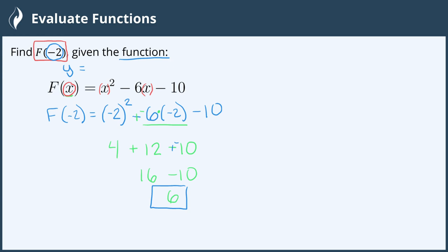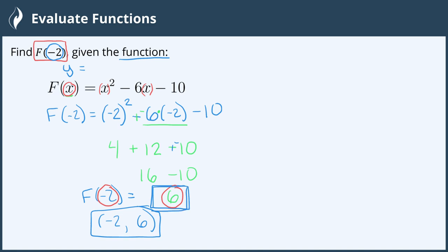Another benefit of this is that we have f of -2 equals 6. We have notated right here the input and the output so that we can put it in an ordered pair. -2 is the x and 6 is the y. So we have two ways that we can identify the answer here, either as the ordered pair or as the number that we evaluated, which is +6. And we're all done.